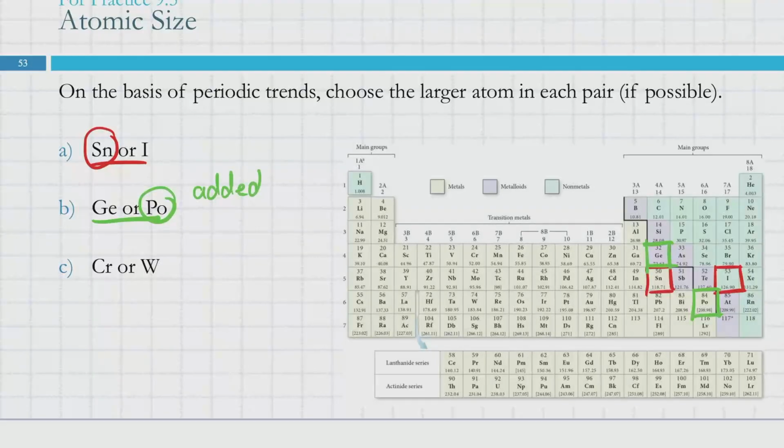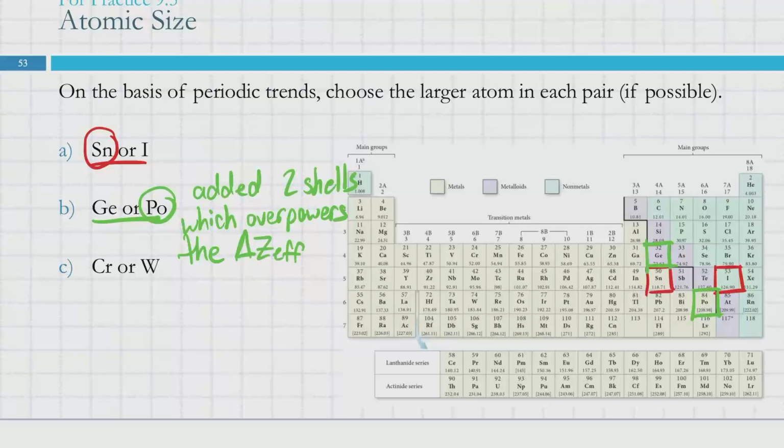Because we added 2 shells, which almost definitely overpowers the difference in effective nuclear charge, which is just 2. It just causes a little bit of shrink. So polonium is probably bigger here.